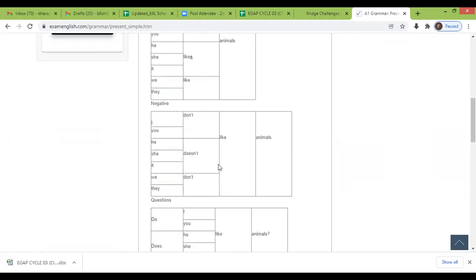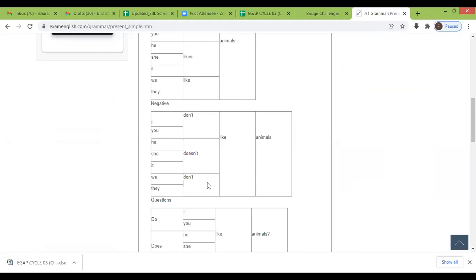And very important, this singular: I don't, you don't. Keep that in mind here. For I and you, we use don't, right? Although it is singular. But for he, she, it, we use doesn't. Okay? Then for we, they, we use don't.